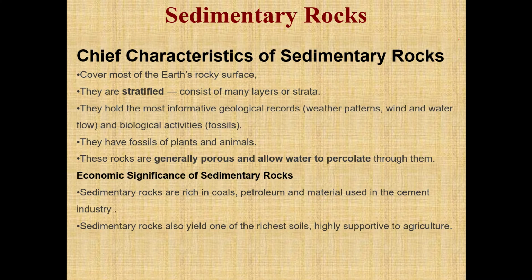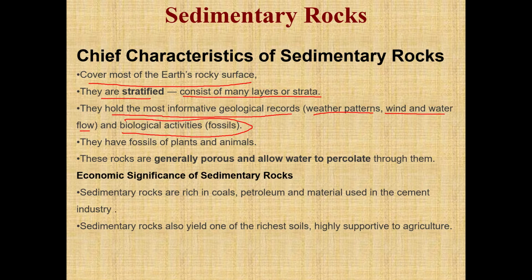The chief characteristics of sedimentary rocks: they cover most of the Earth's rock surface. They are stratified, consisting of many layers of strata, and hold the most informative geological records, like what the weather patterns, wind and water flow were, and biological activities we can also come to know from the fossils. Then they have fossils of plants and animals. These rocks are generally porous and allow water to percolate through them.